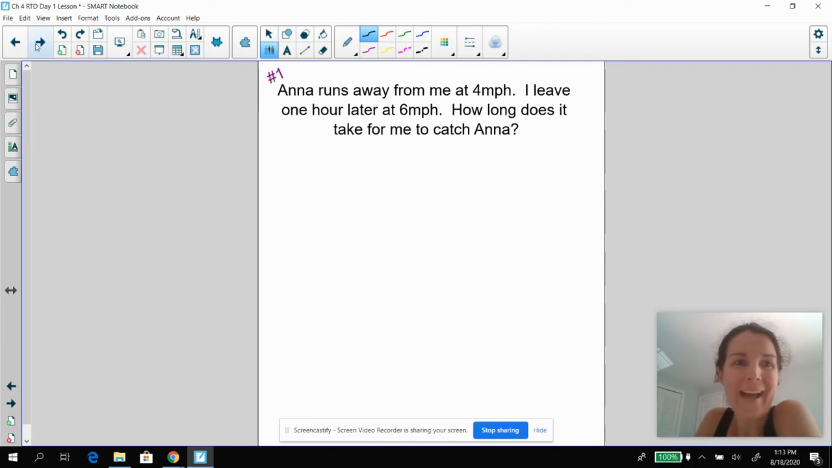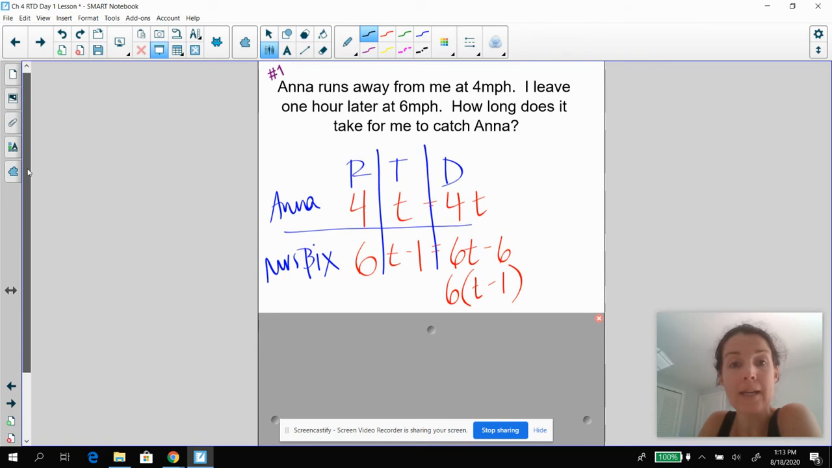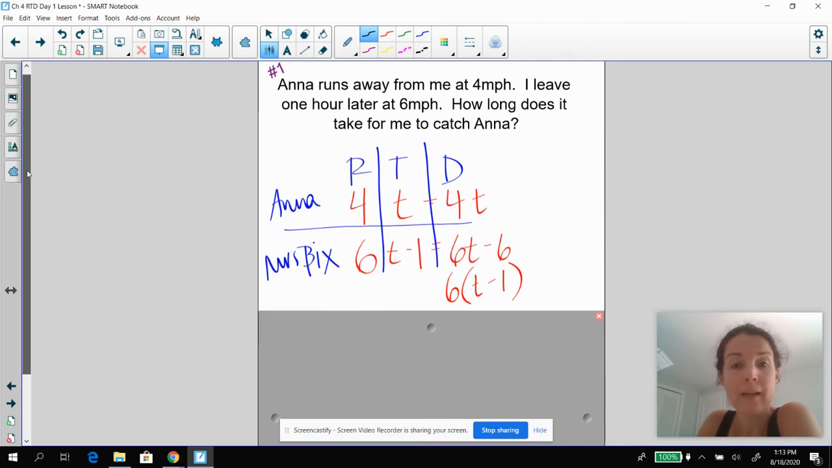All right, we are back. So hopefully you have an answer. And the first thing you did is you filled out your RTD chart. So here's what my chart looked like. I had Anna and then I had myself. Anna's rate was 4, my rate was 6, and then I was only running for 1 hour less than Anna.